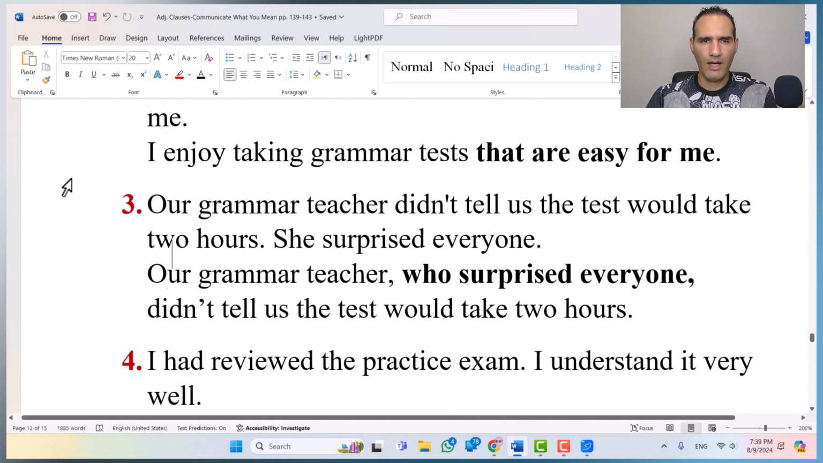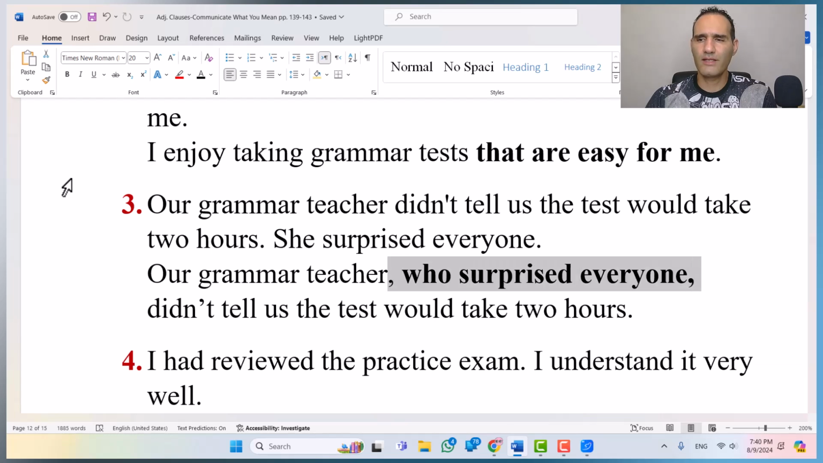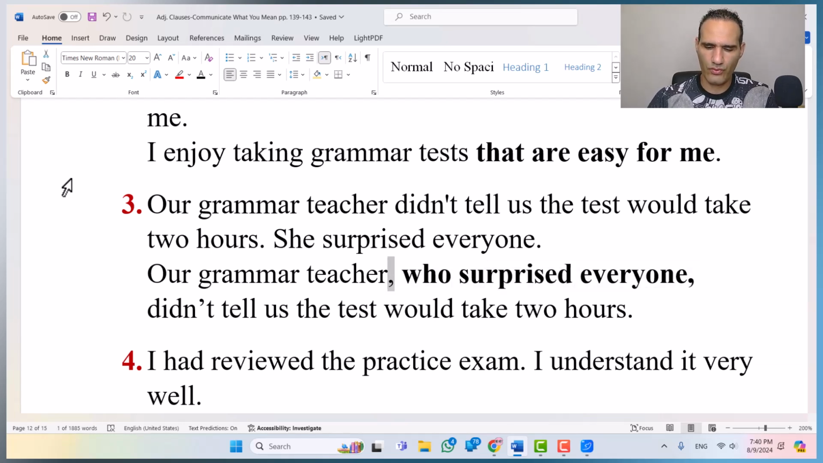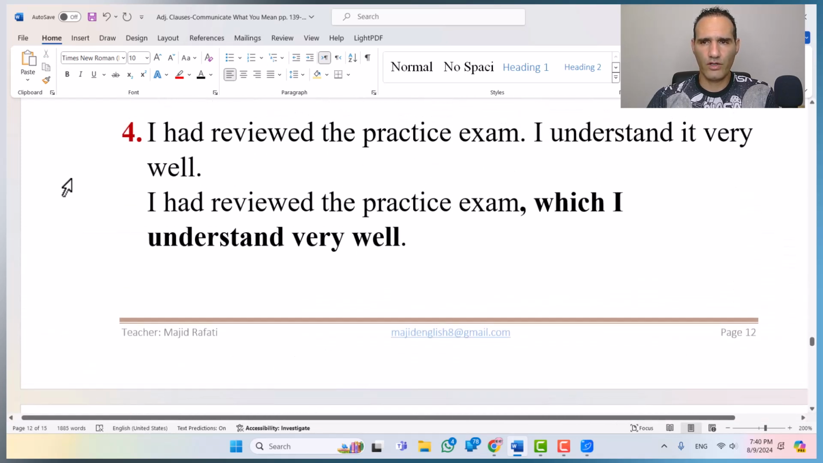Number three, our grammar teacher didn't tell us that the test would take 2 hours. She surprised everyone. Our grammar teacher, who surprised everyone, didn't tell us that the test would take 2 hours. So because we just have one grammar teacher, generally, it must be an unnecessary adjective clause set off by 2 commas. If in a context someone has 2 grammar teachers or even more, then this adjective clause will be necessary. So we won't need the commas in that context. But generally, every student has just one grammar teacher.